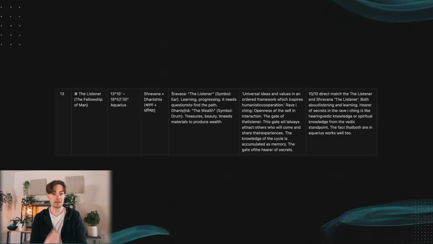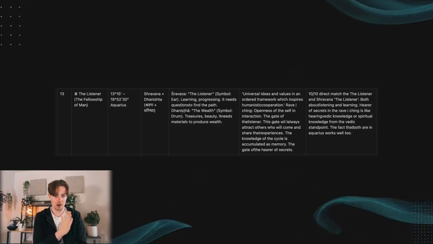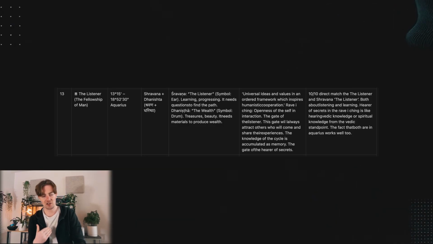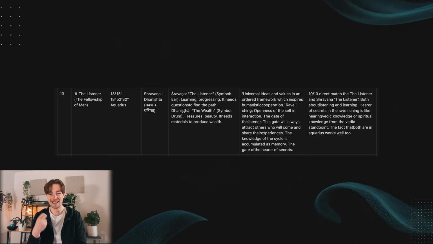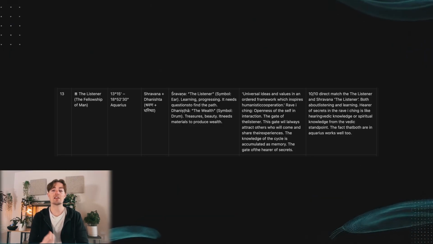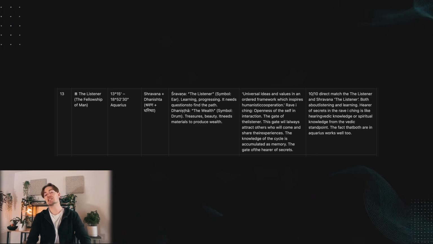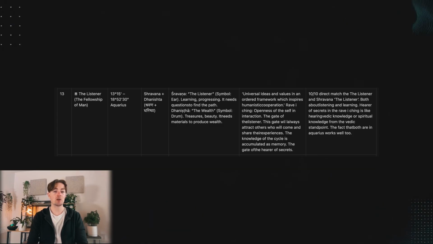Gate 13, the listener, the fellowship of man. This runs from 13 to 18 Aquarius. We are in Shravana, and it crosses over to Dhanishta Nakshatra. Now, get a load of this one, because Shravana is the listener. The symbol is the ear. It's about learning, progressing, music, sound, listening to spiritual wisdom. It needs questions to find the path. And this gate is literally called the listener.